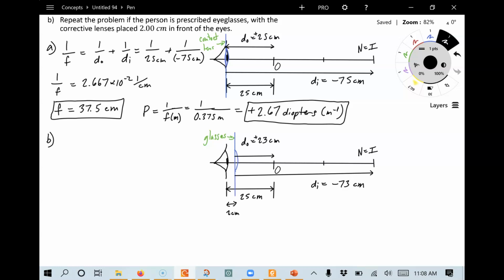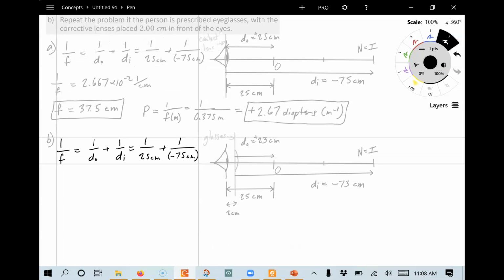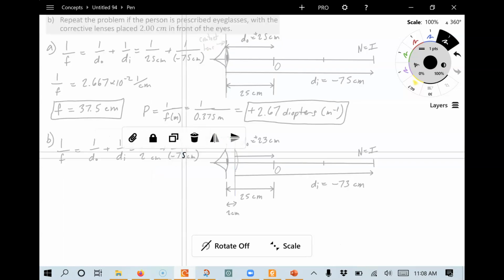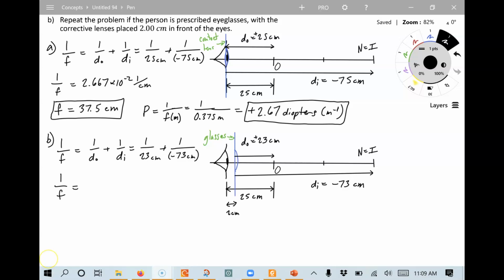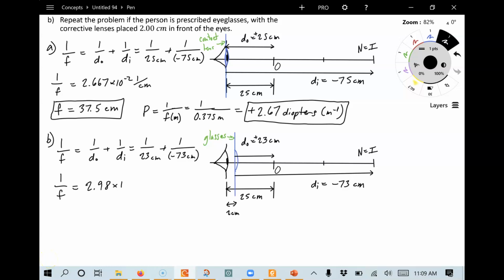Now we're going to go ahead and redo the calculation here, and we'll get new values. So again, basically we're just going to take this equation and update the values because for the glasses they were slightly different. That would be a 23 and a 73. And so that gives us a 1 over f, which is equal to 2.98 times 10 to the minus 2 inverse centimeters, and a focal length f, which is equal to 33.58 centimeters. So for the glasses, we can see that you actually only need to have a little bit shorter focal length for them to work.